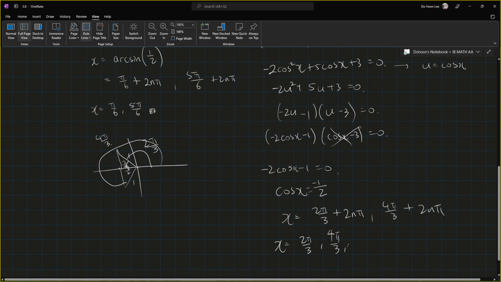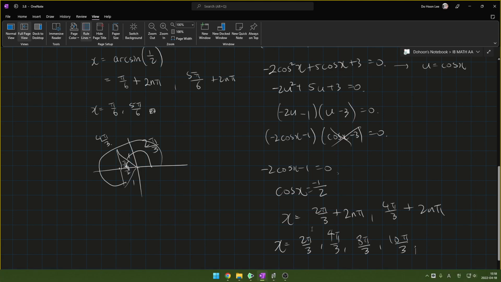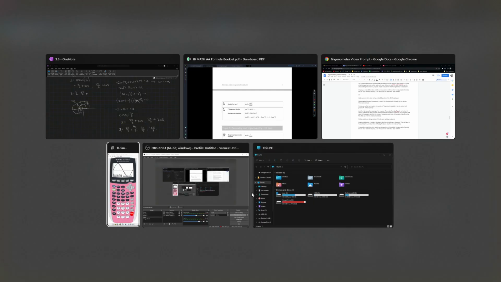4 pi over 3, and then 1 full circle, which means we add 2 pi to 2 pi over 3, which should be 8 pi over 3, and then 10 pi over 3. Okay, and then we can verify that using the graphing display calculator.